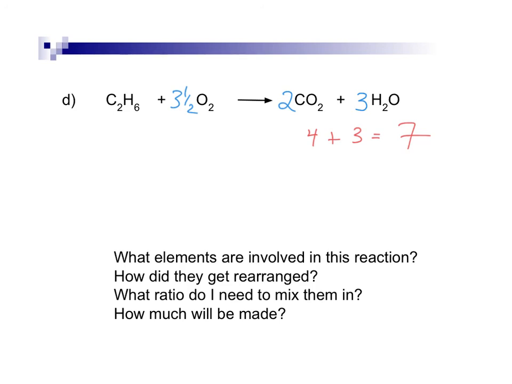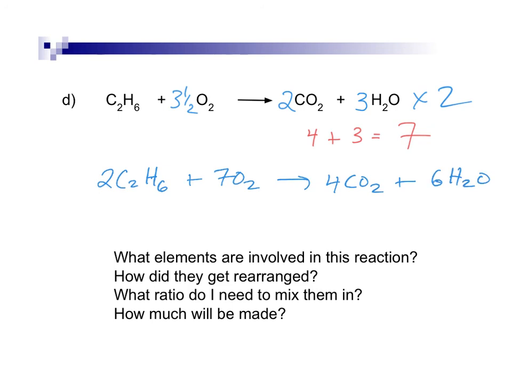So to fix this, I'm going to take my equation and multiply everything by 2. Because if I times a half by 2, I'll clear that fraction out of there and I'll just be left with whole numbers. So instead of having one C2H6, I'm going to have 2 of them. And 3.5 times 2, that gives me 7 O2s. 2 times 2, that's going to give me 4 CO2s. And 3 times 2, that's going to give me 6 waters. Now my equation is still balanced, and I have all whole numbers as coefficients.